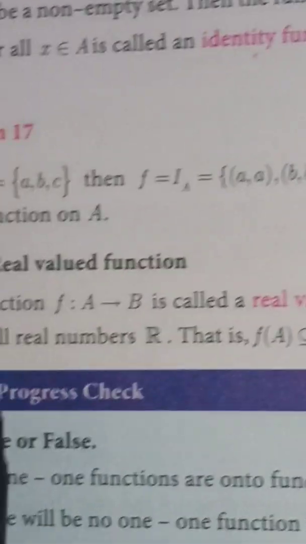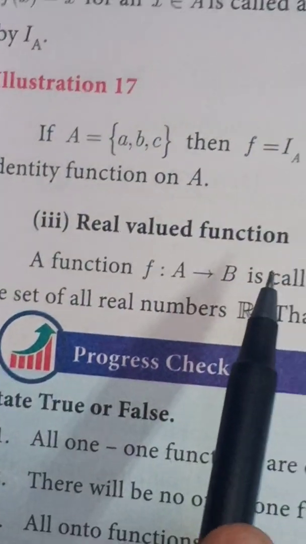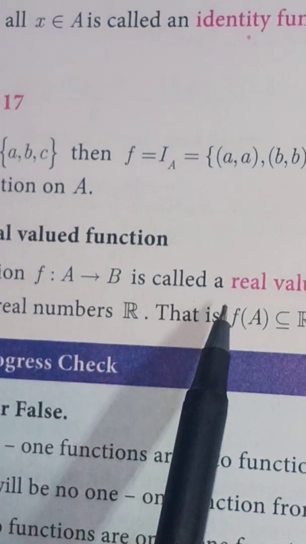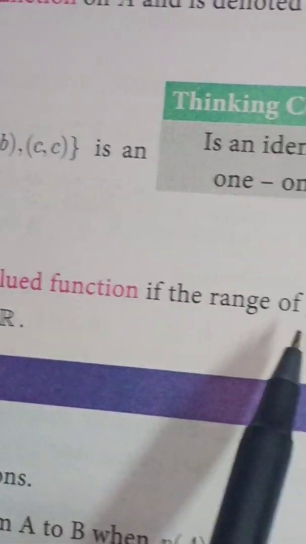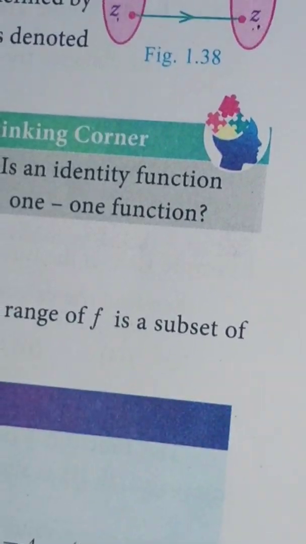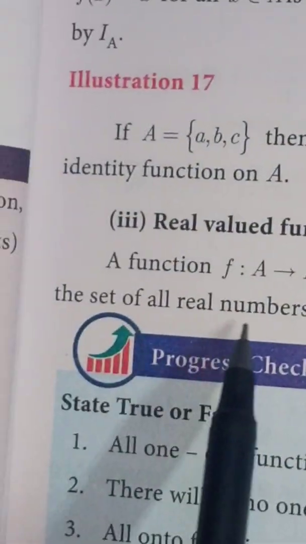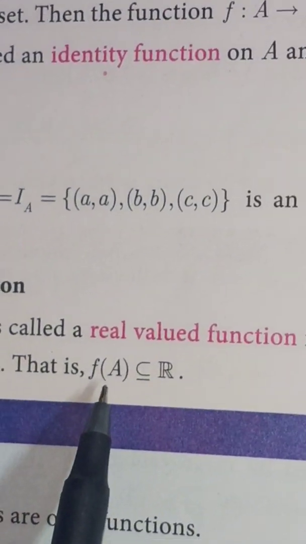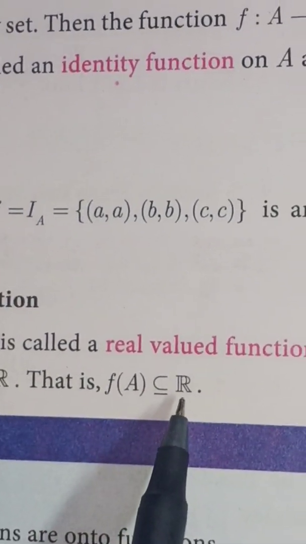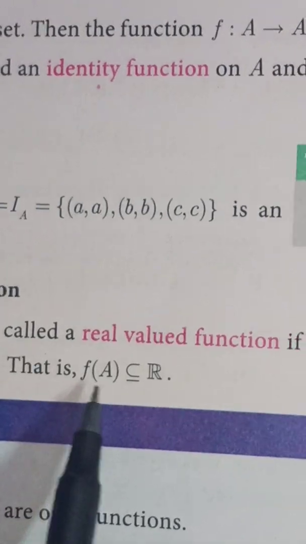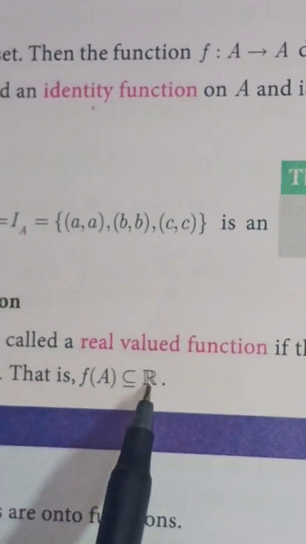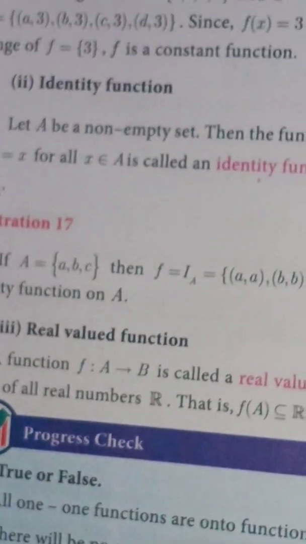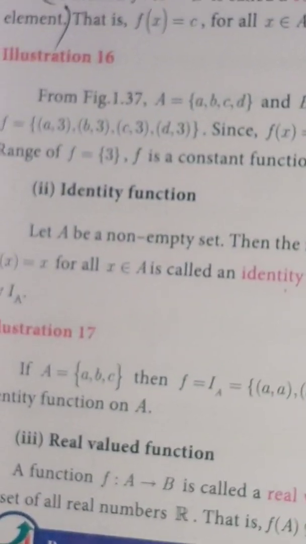Okay. And the last one is a real valued function. A function f from A to B is called a real valued function if the range of f is a subset of the set of all real numbers, that is f of A is a subset of the set of all real numbers. While working on the problem, you can understand the concept of all the functions, nothing to worry.